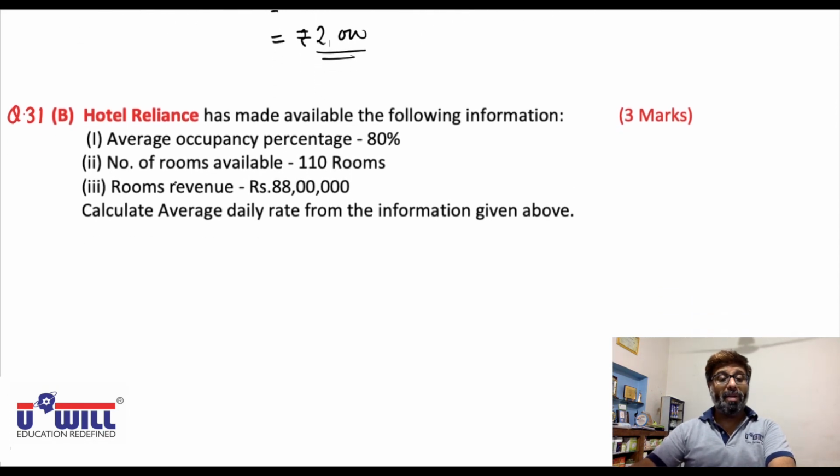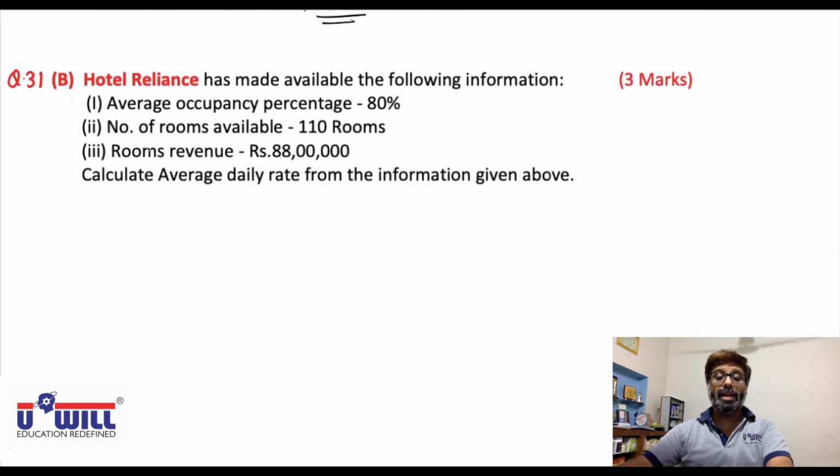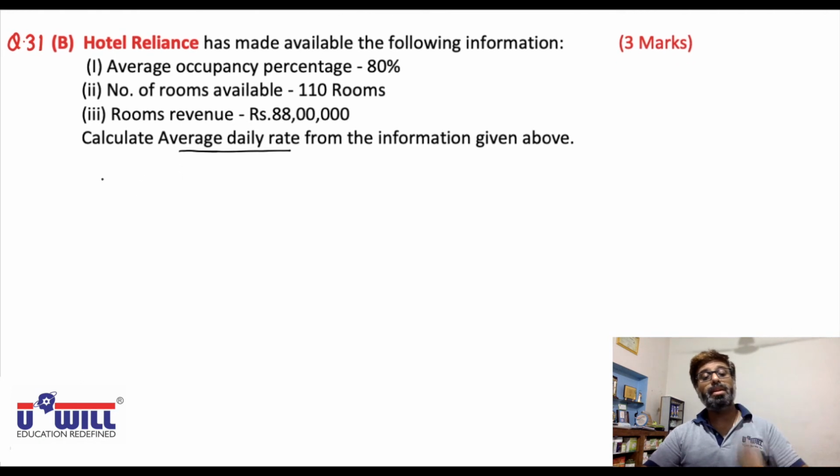Yes, I hope everyone has done it. Hotel Reliance has made available the following information. Average occupancy percentage 80%. Number of rooms available 110 rooms. Rooms revenue 88 lakhs. Calculate average daily rate. Now, average daily rate formula is rooms revenue divided by number of rooms sold.